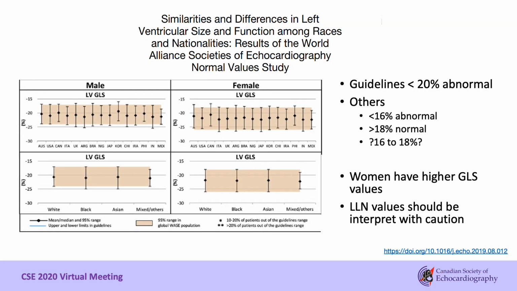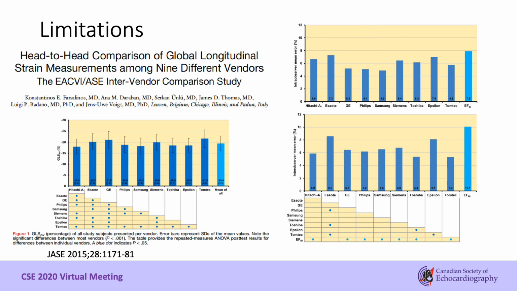Generally, the guidelines say that an absolute value less than 20% is abnormal. However, others have said that absolute values less than 16% are abnormal and greater than 18% are normal. But this leaves a lower normal range of between 16 to 18%, where we don't know what to do. The WASE study did strain analysis, and you can see that women tend to have higher global longitudinal strain values. And once again, you can see that in many countries, the lower limits of normal fell out of what the averages were. And so lower limits of normal should be interpreted with caution.